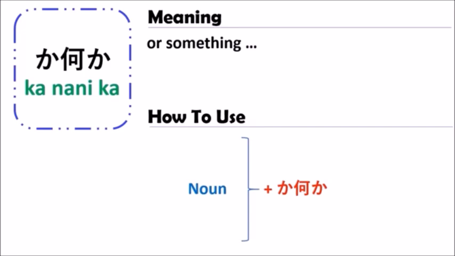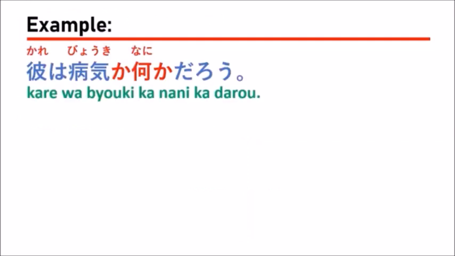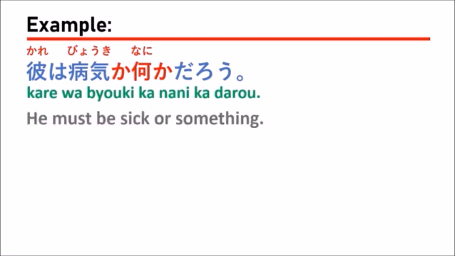So to make sure that we understand how to use ka nanika, we are going to see some examples together. The first example: 彼は病気か何かだろう。Which means, he must be sick or something.